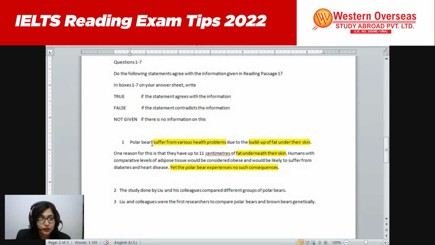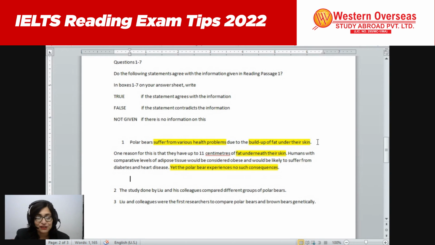Correct. So they are saying who suffers? Polar bear? No, polar bear does not suffer. In fact, human beings suffer from diabetes and heart disease. Yet the polar bear experiences no such consequences. Now tell me, what is the answer?